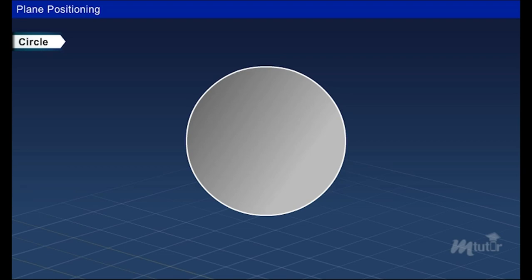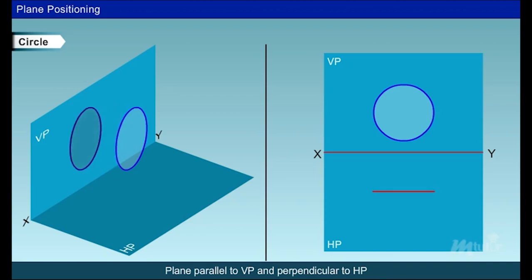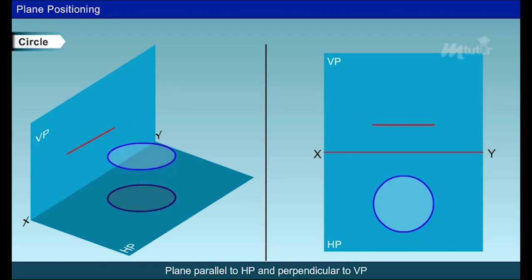Circle. A circle has no corners and edges. If the circle is parallel to VP and perpendicular to HP, it can be drawn as shown. When the circle is parallel to HP or its circumference is on the HP, then the circle can be drawn as shown.